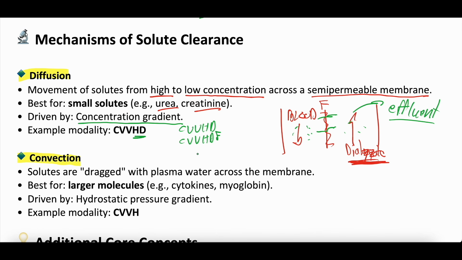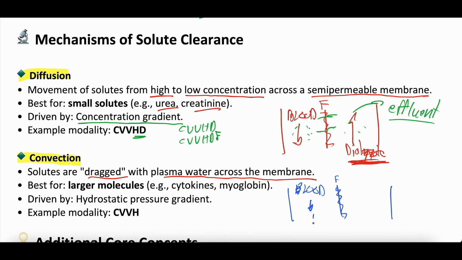This is in comparison to convection, the other mechanism for solute clearance. And that's where solutes are dragged with plasma water across the semipermeable membrane. This is actually better for larger molecules like cytokines and myoglobin. And it's really a hydrostatic pressure gradient. So if we draw again, sorry for podcast folks, we have our blood here. We have our filter or semi-permeable membrane here, and there is no dialysate involved.